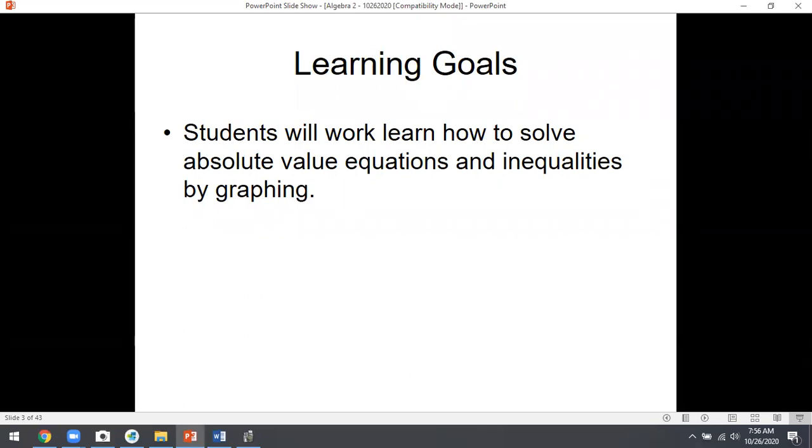All right, let's do some learning goals and get to work on this very last section for the unit, solving absolute value equations and inequalities by graphing. Now, to get this written down, you will need to get your graphing calculators out.